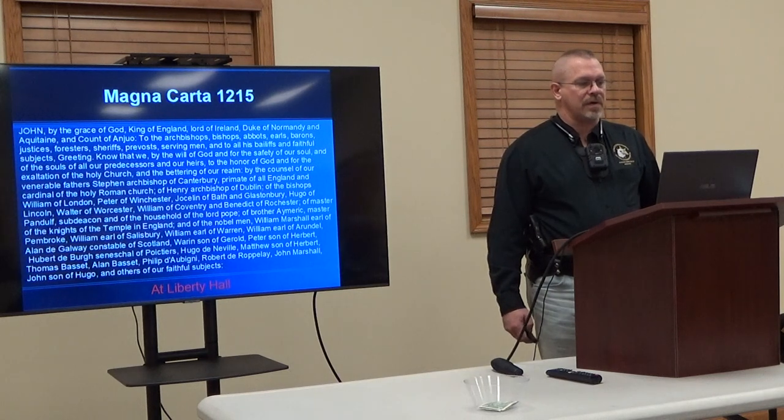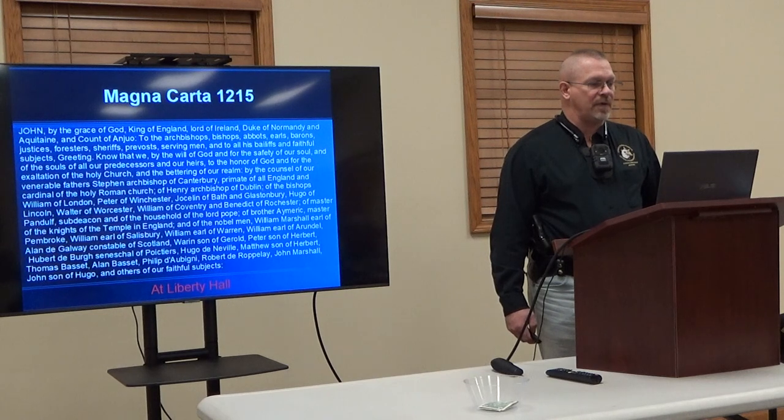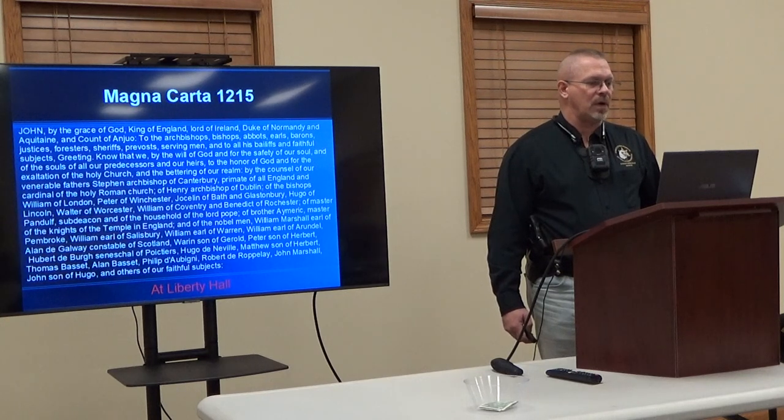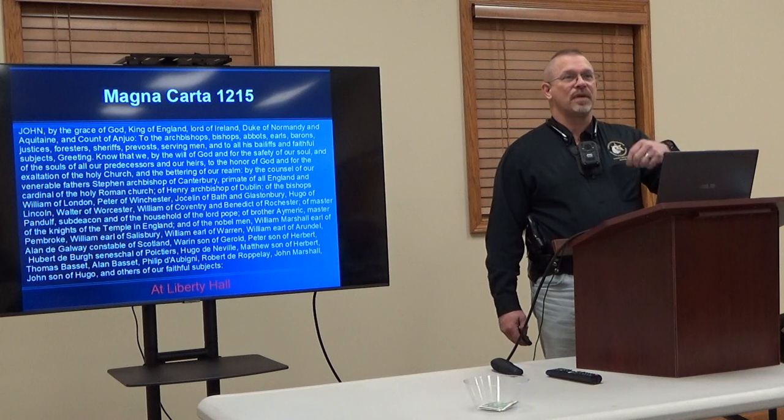archbishops, bishops, abbots, earls, barons, justices, foresters, sheriffs, provost, serving men, and to all his bailiffs and faithful subjects, greetings. Know that we, by the will of God, and for the safety of our soul and the souls of all our predecessors and our heirs, to the honor of God and for the exaltation of the Holy Church and the bettering of our realm, by the counsel of our venerable father, Stephen, Archbishop of Canterbury. Now, notice who wrote this.